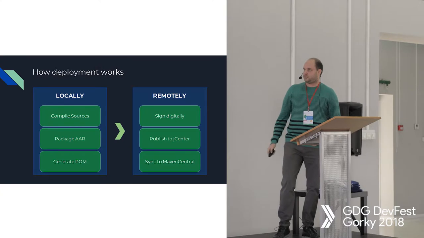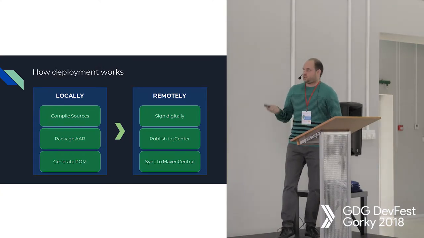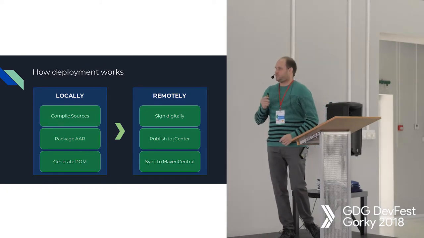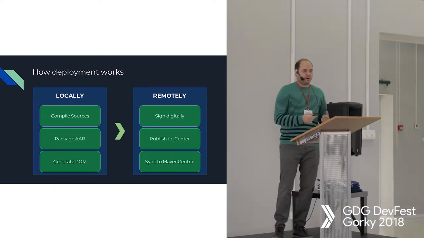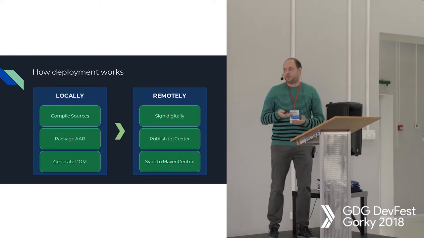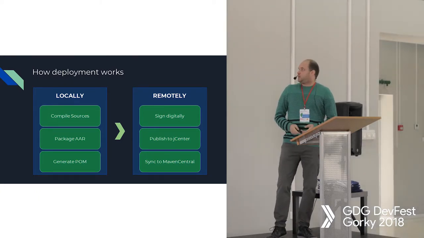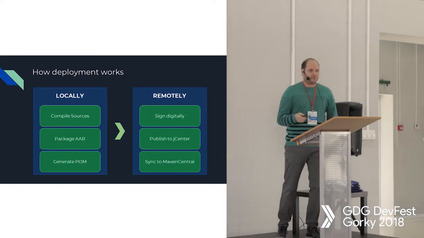And this is how deployment works. So locally, you have three tasks. You compile your sources. You package your Android archive, and you generate your POM. So you identify your project in the Maven space. And then remotely, you need to sign your project digitally. So it's done with GPG signing.